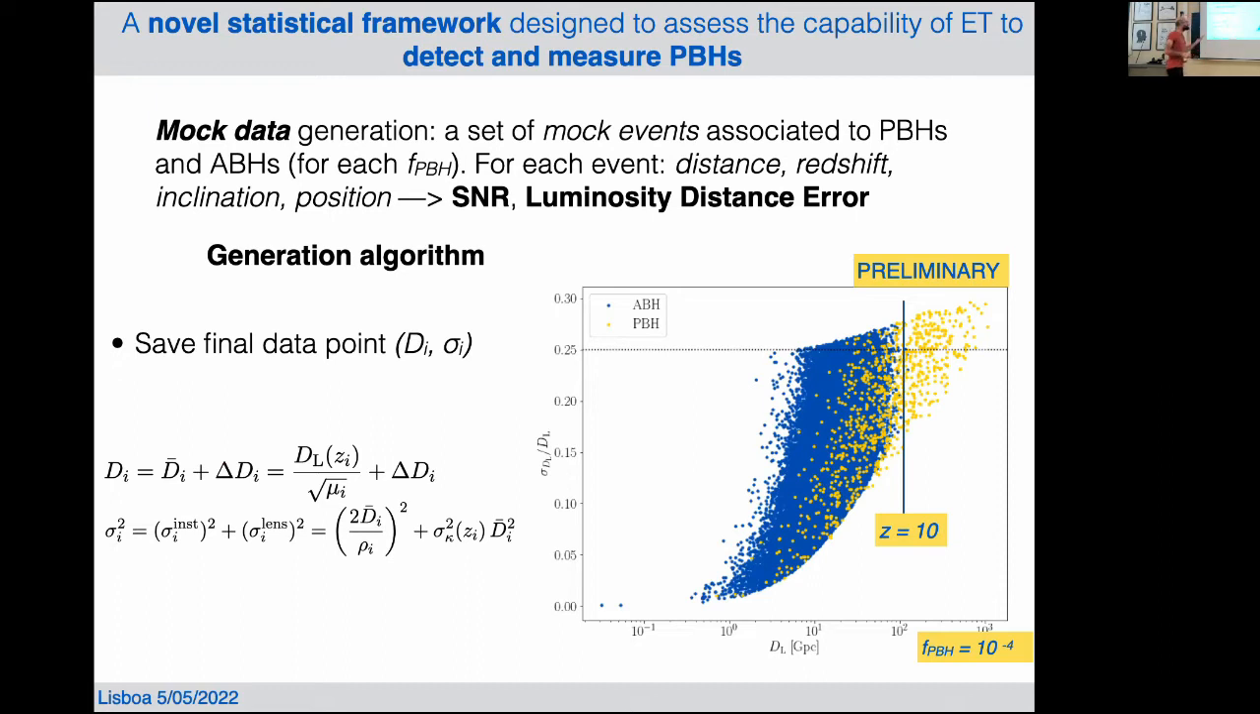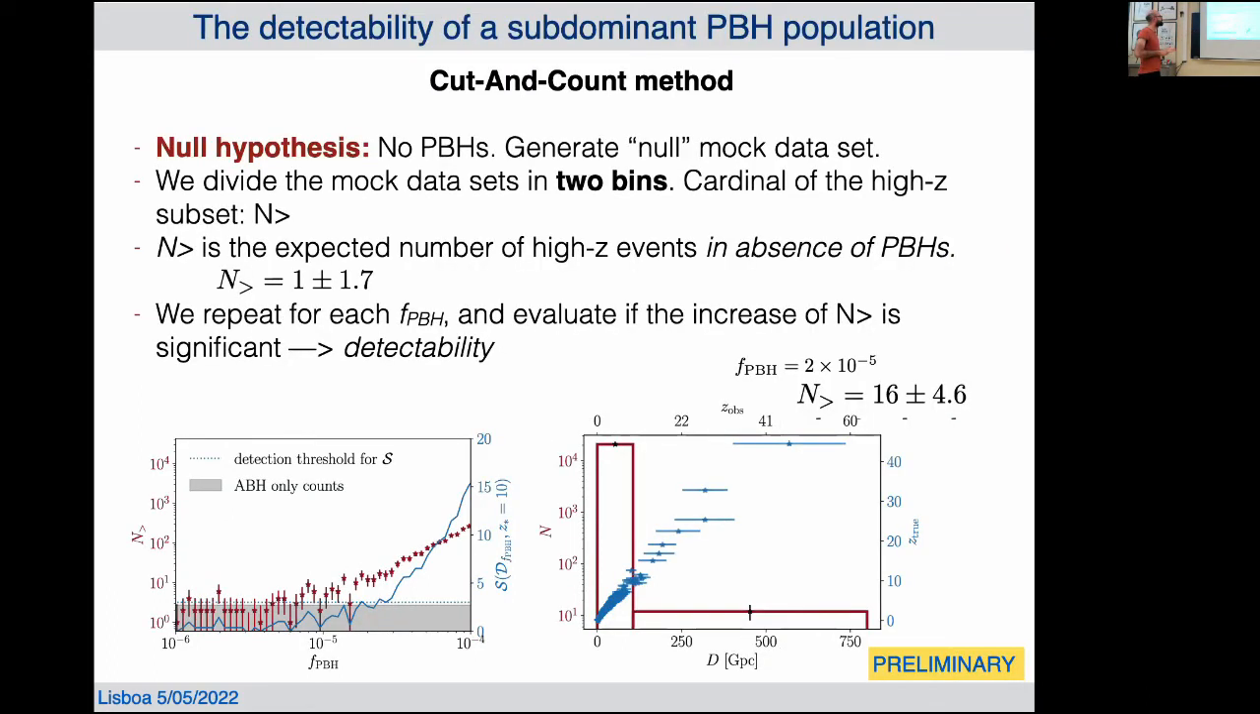And so now the question is, how can it be distinguishable, and how low can the fraction of primordial black holes be in order to be effectively detected, and really measured. So we want to assess this. With this framework and this mock data, we can start to do statistical analysis. We can apply statistical methods and assess whether Einstein Telescope can distinguish or not. For example, this is a very simple way of putting things: cut and count.